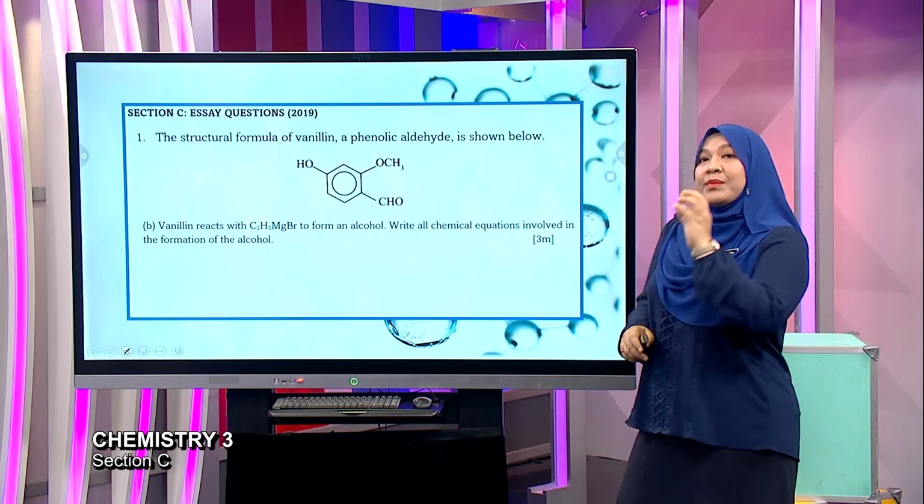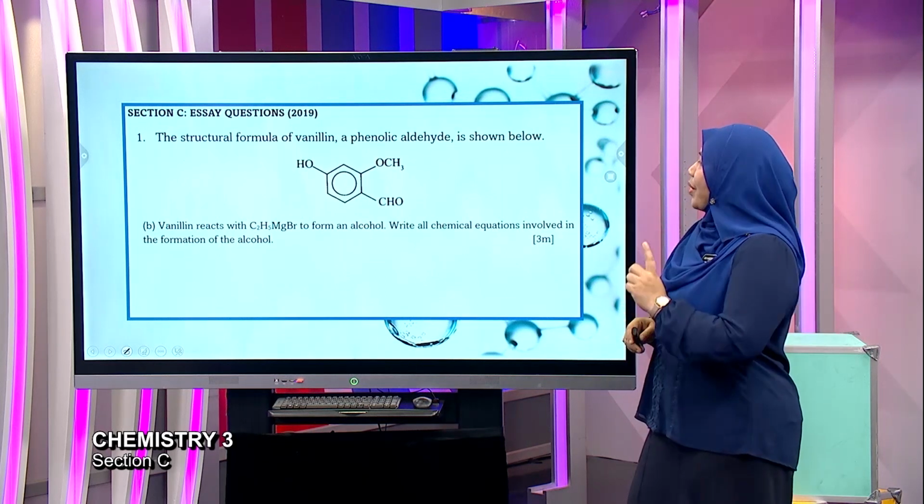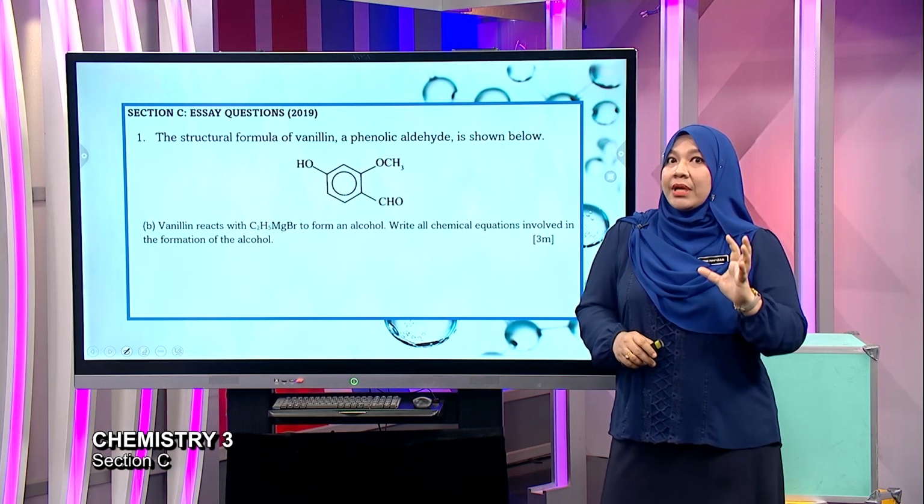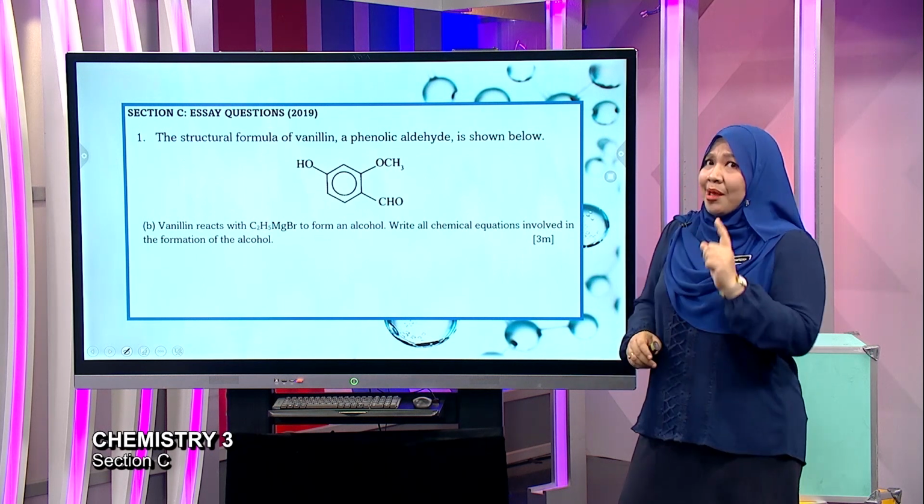Okay, from the same question, we have question B. Vanillin reacts with Grignard reagent to form an alcohol. Write all chemical equations involved in the formation of alcohol, which gives you 3 marks. So basically here we will think, okay, we have to write chemical equations. So how are the marks allocated? Let us look at the sample answer.